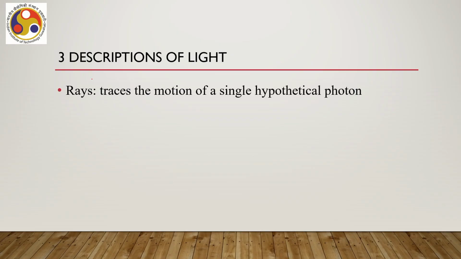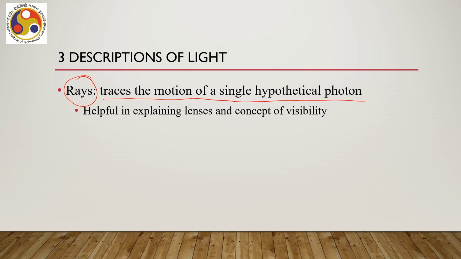And there can be a third way of describing light also, that is in terms of rays. So, these are traces of motion of a single hypothetical photon. So, when we talk of a light, we can think of it as a trajectory, a path, which is a ray, which we assume to be created by a single hypothetical photon. Now, this idea of light as a ray is helpful in explaining how lenses work and the concept of visibility.